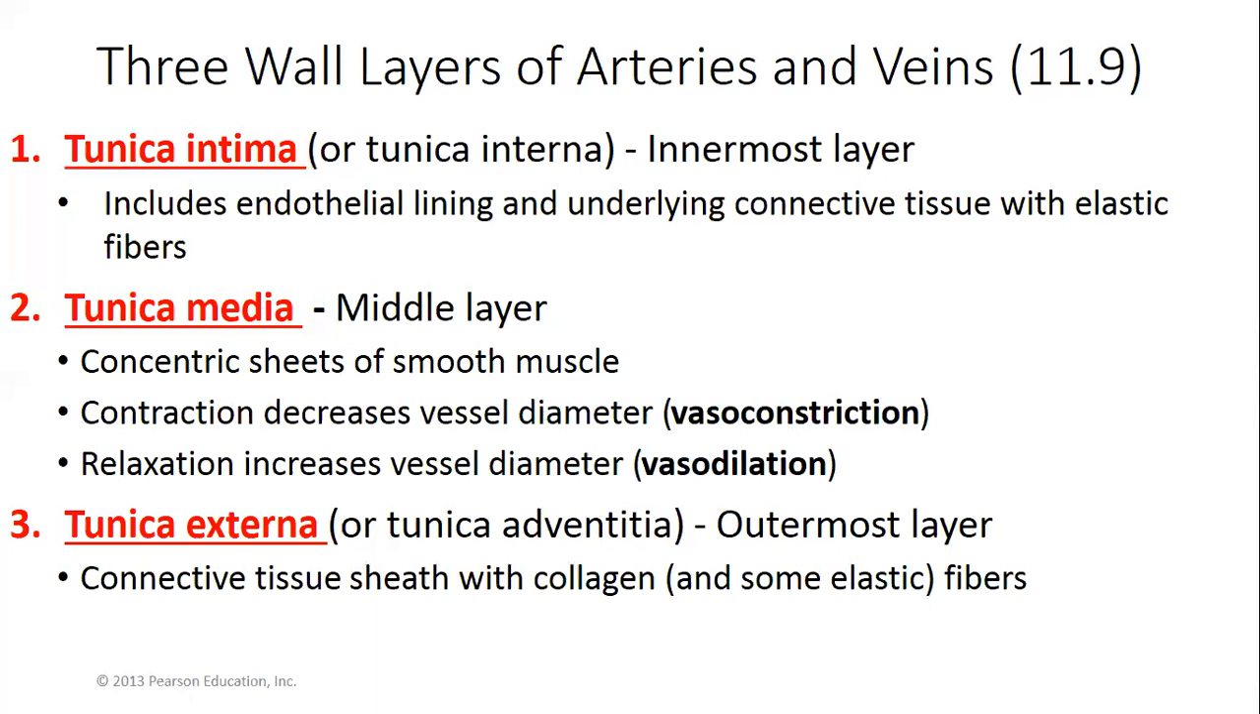They can vasoconstrict, and vaso is vessel, right? Constriction is a decrease in the size of the diameter. So vasoconstriction is a decrease in diameter, and vasodilation is an increase in the size of that diameter. And the tunica externa is the outermost layer, and it's mostly connective tissue with lots of collagen and some elastic fibers that helps keep the blood vessel wall strong so it doesn't get damaged.